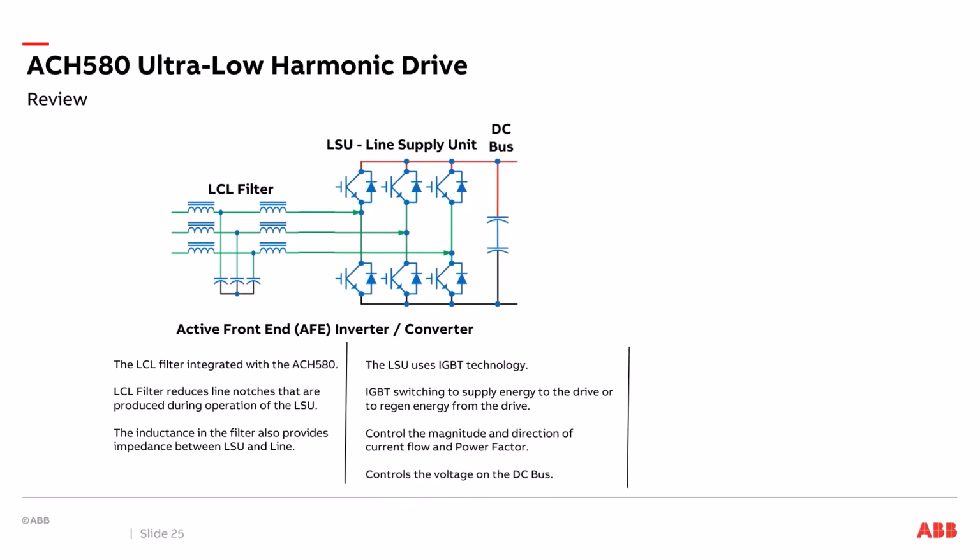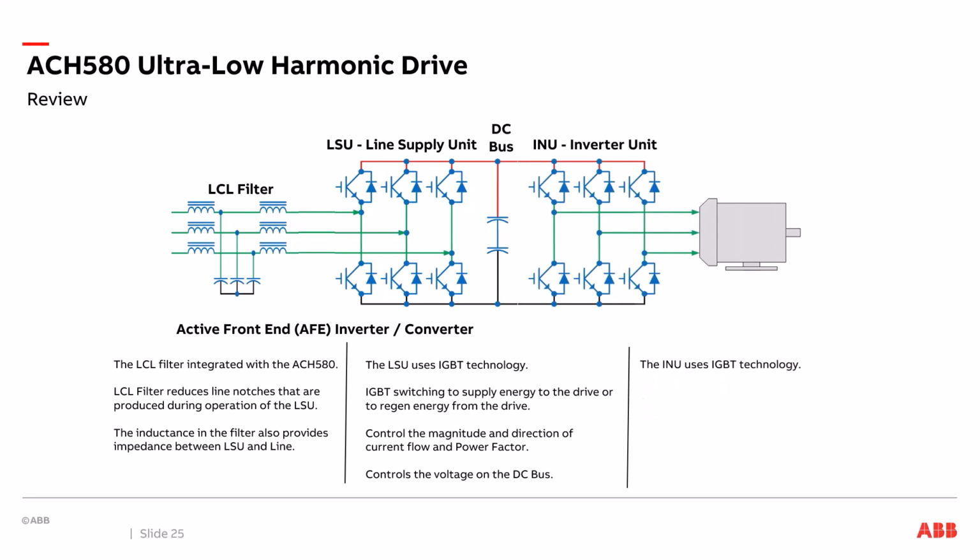We have a DC bus. The line supply unit controls the voltage on the DC bus. We have our INU, the inverter unit. The inverter unit uses IGBT technology. The INU creates a new voltage and frequency to control the motor by creating a pulse width modulated output.